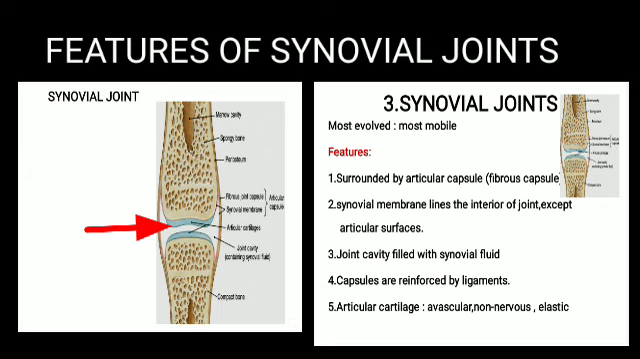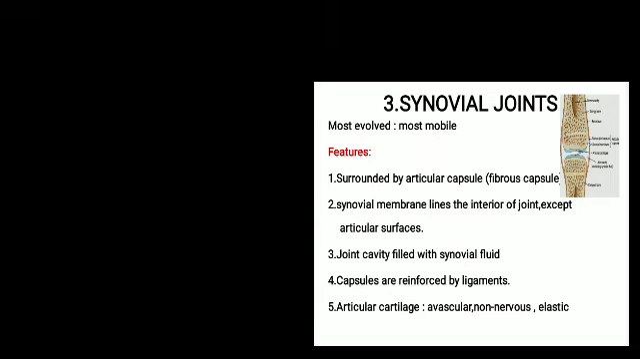Next feature of the synovial joint is the synovial membrane. The synovial membrane is a thin membrane which covers the interior of the joint except the articular cartilages. And these are the particular features of a synovial joint.